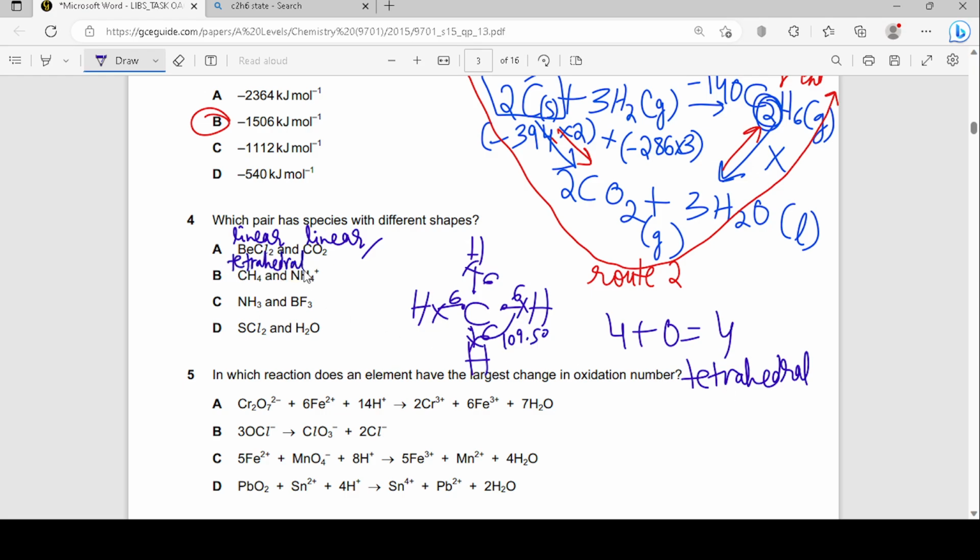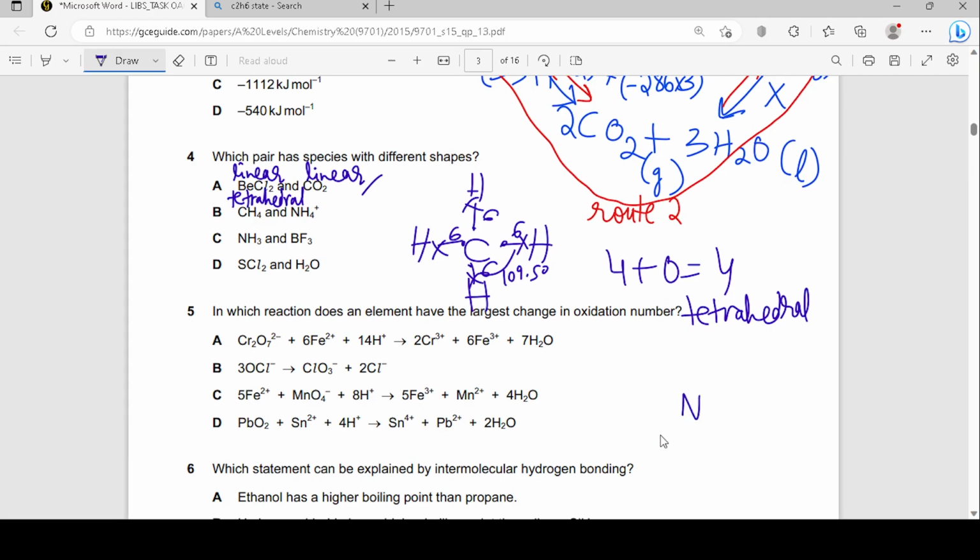And then if I look at NH4 plus, N, H, another H, because nitrogen has five electrons in its valence shell, right?